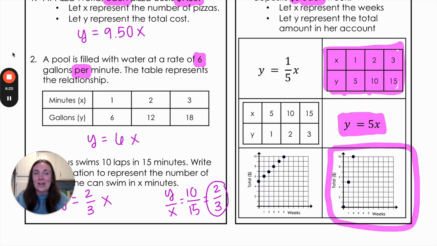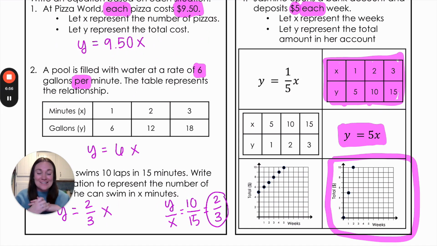But let's also talk about why the other one doesn't make sense for the problem. So we have our weeks down here and our total here. So this says 0 weeks, we have $0. That makes sense. 1 week, we have $5. Still good. 2 weeks, we have $10. That matches up exactly with our table and exactly with our situation. The other graph, though, is saying that at 0 weeks, she had $5. Then she had 6, 7, 8. So that is a different situation. So this one also does not match.